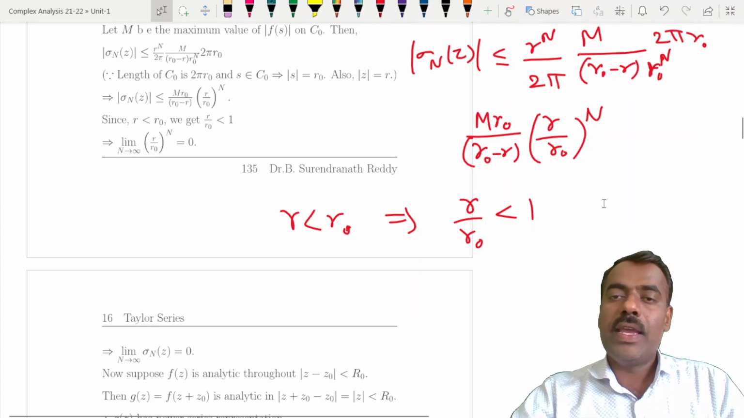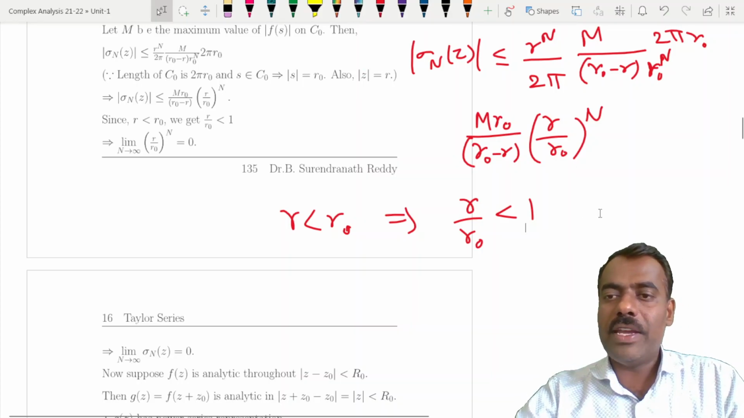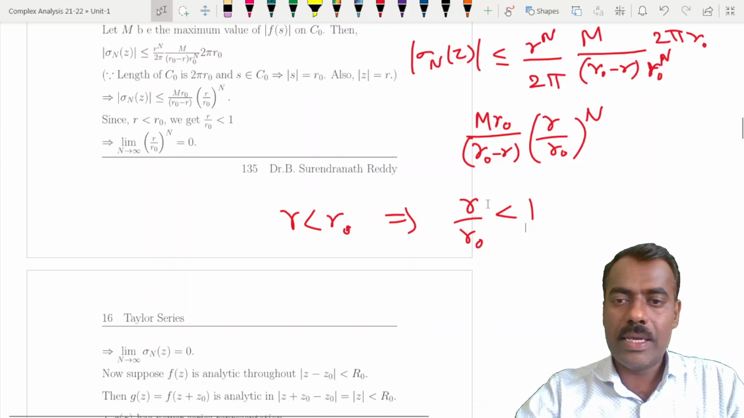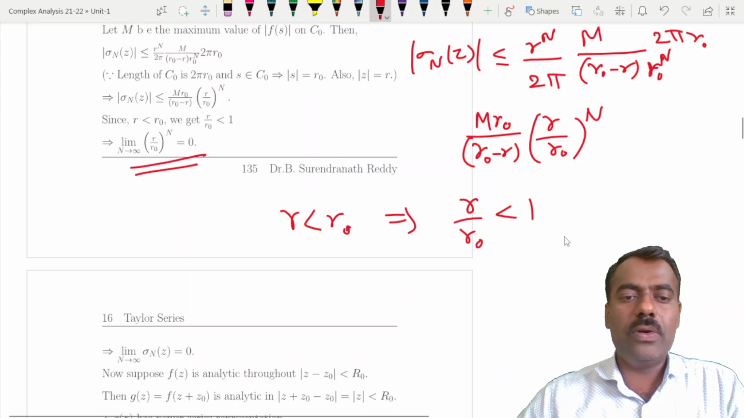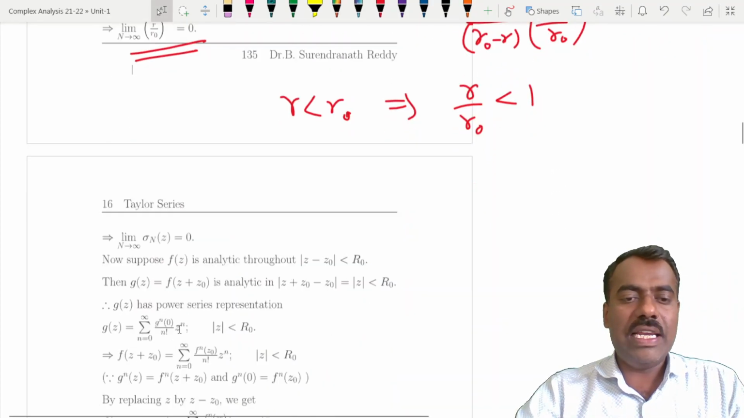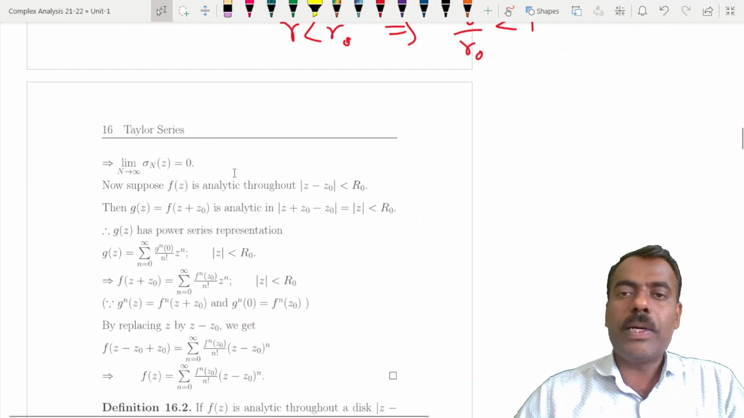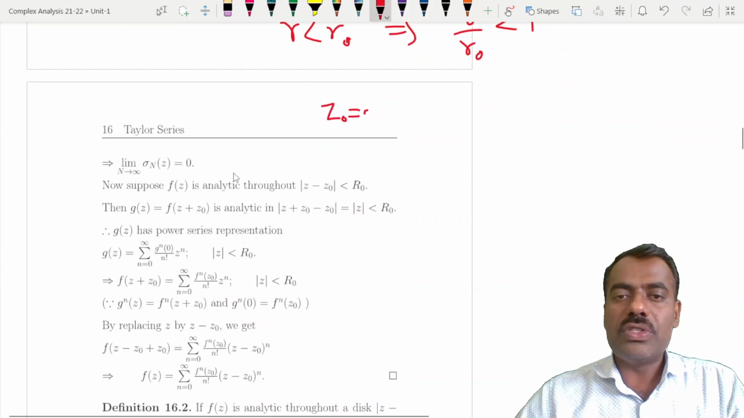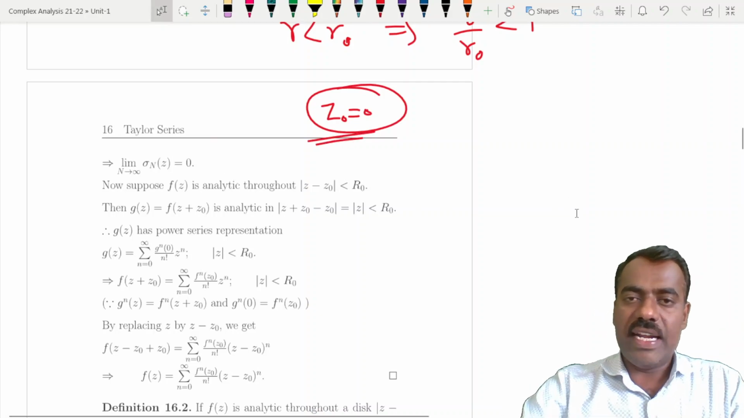So we know in a real sequence x power n converges to 0, when n tends to infinity, provided that value is less than 1. So therefore this limit we are getting equal to 0. That shows that limit of sigma n of z is equal to 0. So that proves it for z naught equal to 0. We are done. We have proved that result, that if f is analytic in that given disk, then it has a power series representation.